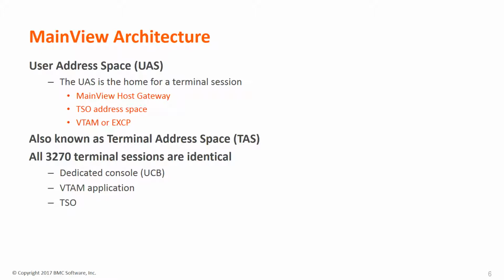The user address space, or UAS, is the terminal session that's used by the user to access MainView. It comes in 3 different flavors. We have the MainView Host Gateway, or MainView Explorer, which provides a GUI interface into MainView. You can access MainView through a TSO session, or you can have a dedicated VTAM or EXCP session that you can use for MainView. The UAS is also known as the terminal address space, or TAS. And all 3270 sessions are identical, whether it's the dedicated terminal, a VTAM application, or TSO. They all look and behave exactly the same.